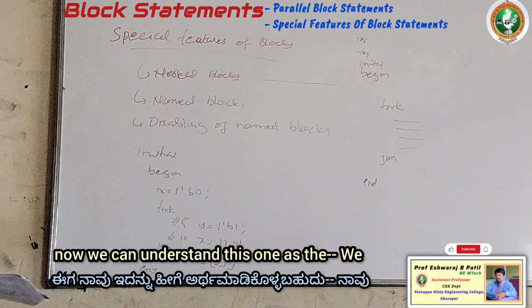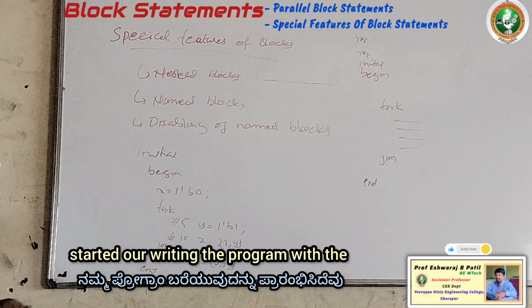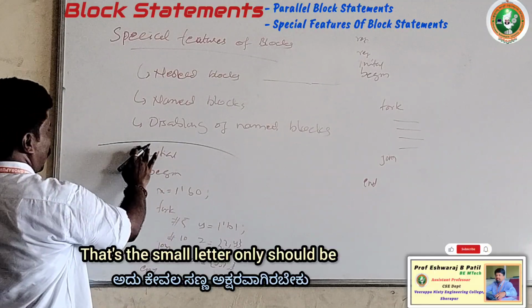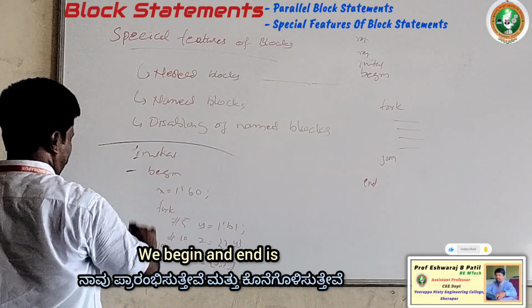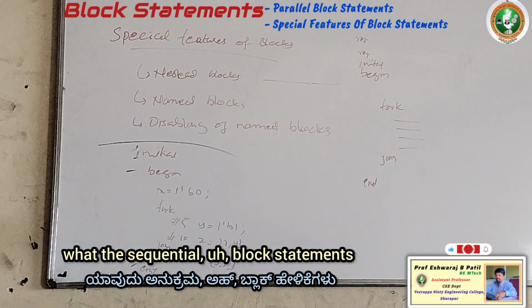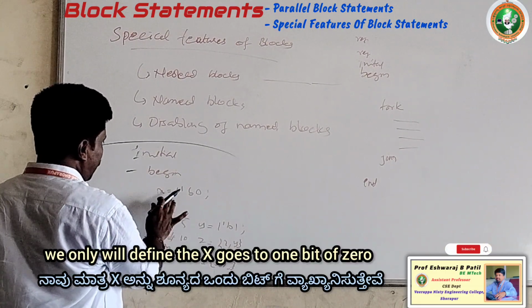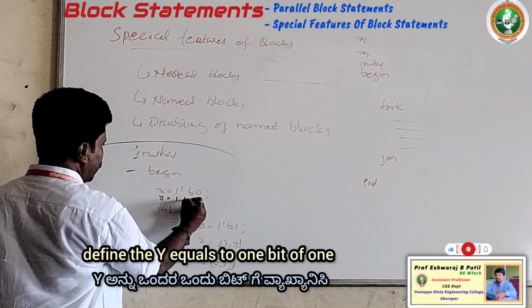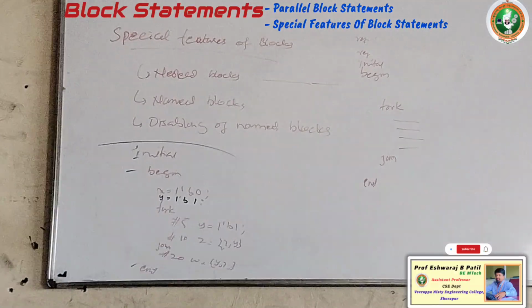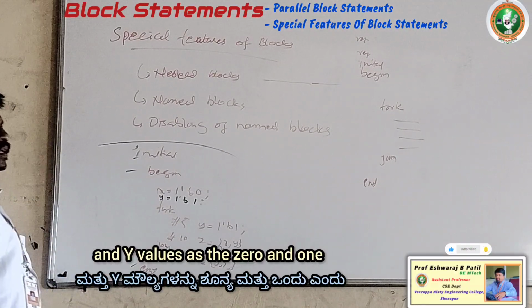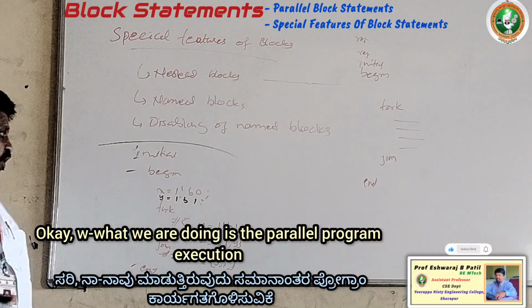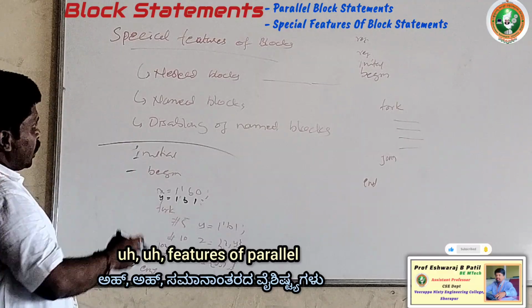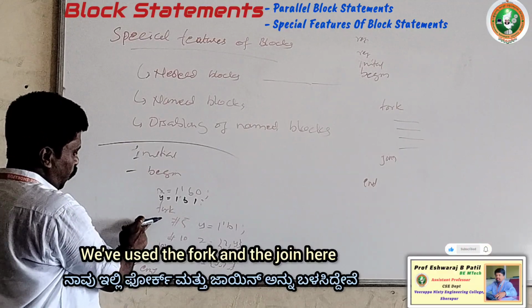Now we can understand this. We started writing the program with the initial statement, in small letters only. Begin and end are the sequential block statements. Then we define x equals to 1 bit of 0, and y equals to 1 bit of 1, so that x and y values are 0 and 1. What we are doing is parallel program execution, the features of parallel block statements. We use fork and join.